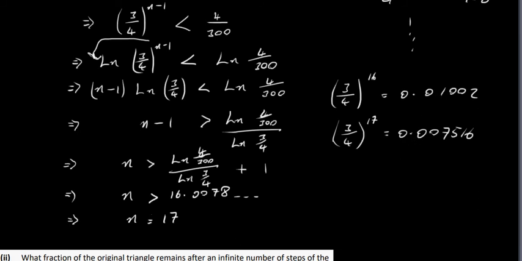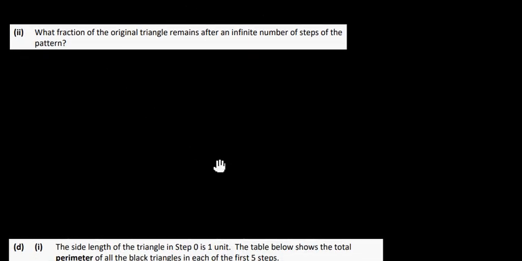Okay, so let's again have a look at part 2. What fraction of the original triangle remains after an infinite number of steps of the pattern? Now, really this is just 3/4 to the power of n, where n goes to infinity. Now if you have a fraction and you multiply it by itself, you'll get a smaller fraction. If you multiply it by that fraction again and again and again, the fraction gets smaller and smaller and smaller.